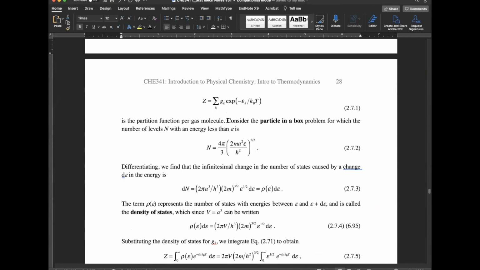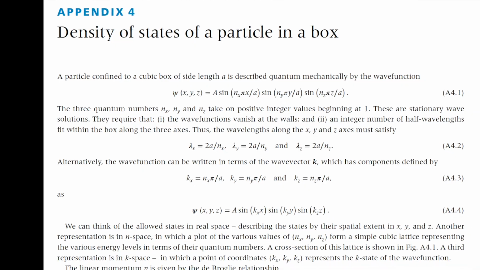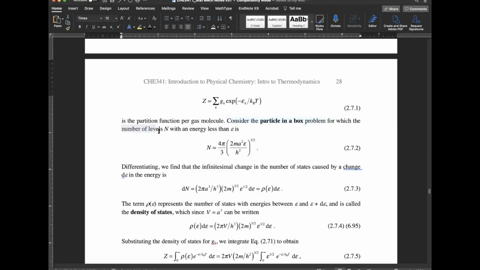We're going to have to get to that. And we're going to do that for what we call the particle in a box problem. All right. And for the particle in a box, that's in the appendix in the back of the book, we can determine the number of levels with an energy less than this energy epsilon, right? The number of levels with an energy less than energy epsilon is related to a bunch of constants, right? Planck's constant, the mass of the particle, and the size of the box, a squared. A is the length of the box, right?